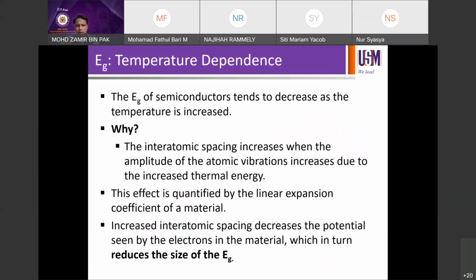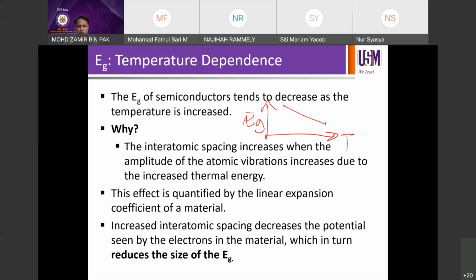So why like this? The EG of semiconductors tend to decrease as the temperature is increased. So it is the inverse relationship between EG against T. Okay, EG against T. So roughly it's an inverse relationship, but the gradient really depends on the material. So the interatomic spacing increases when the amplitude of the atomic vibration increases. The atomic vibration increases due to increased thermal energy. So that means the fluctuation between the distance between the atoms. So this effect is quantified by the thermal linear expansion coefficient of the material.